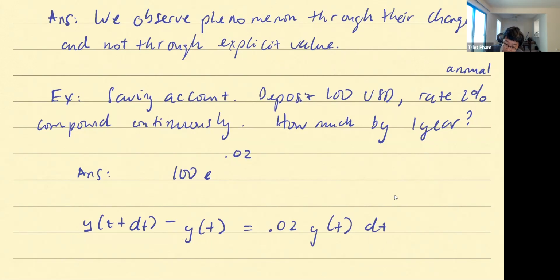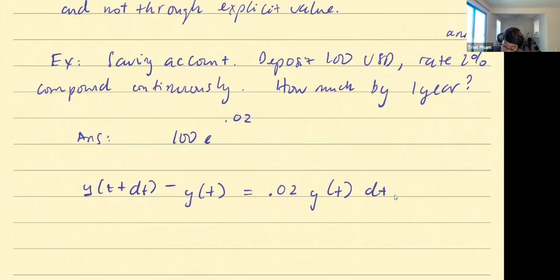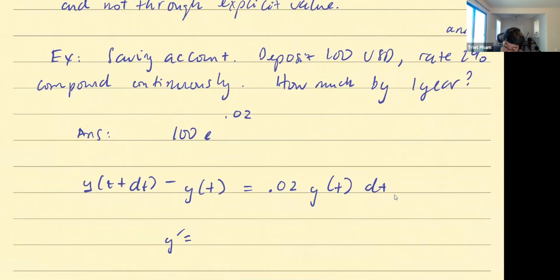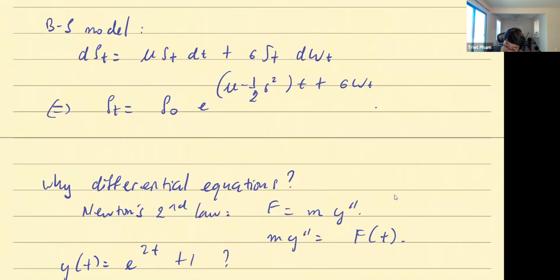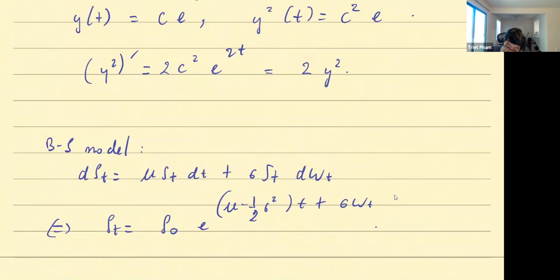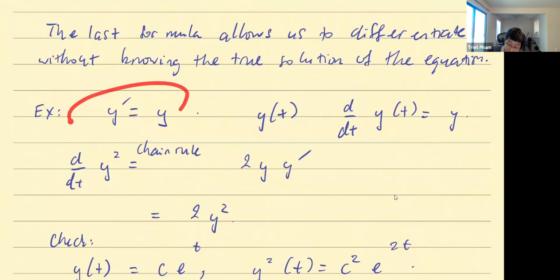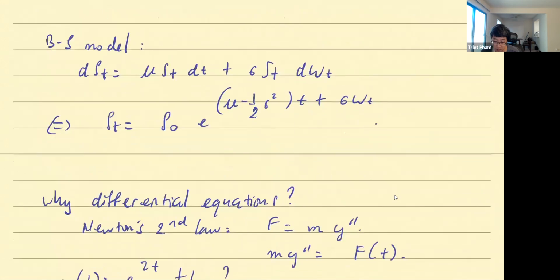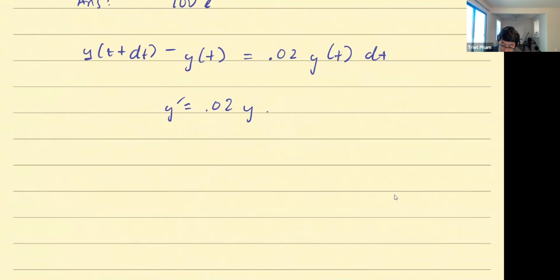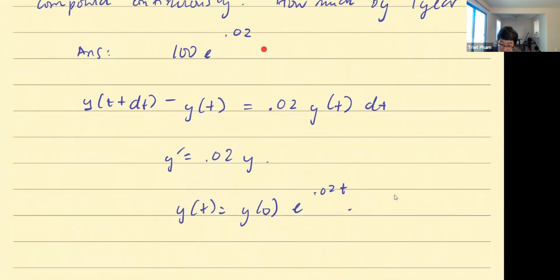This is what I mean by we observe things through their change and not their explicit value. We don't observe this, we observe this. And of course, if you push the notation together, you get y prime equals 0.02y, which you, of course, recognize is exactly the logistic equation I've been talking about. So then, differential equation is the technique to tell you that y of t is y of 0 e to the 0.02t, which allows you to plug in and solve for this.